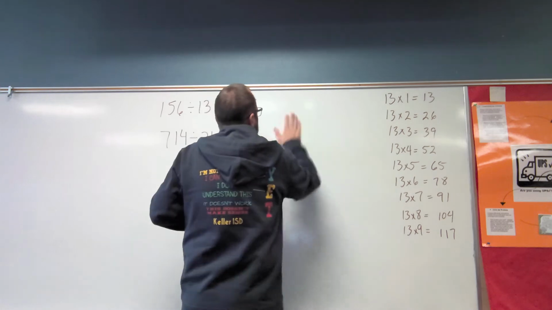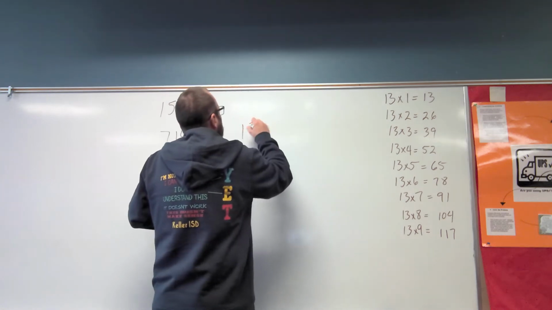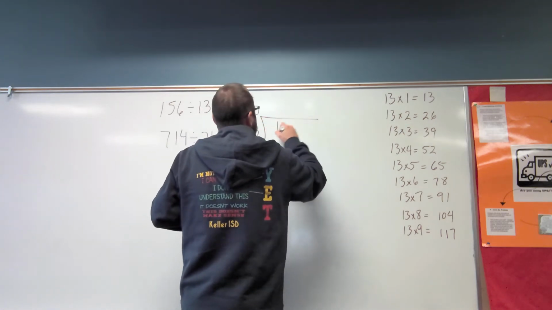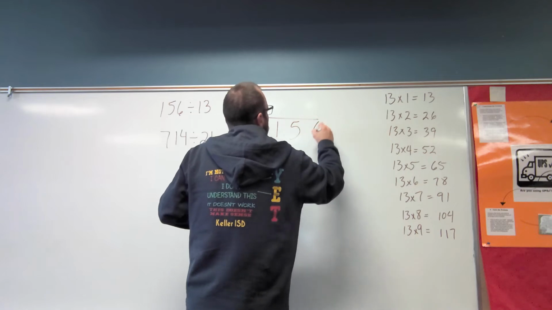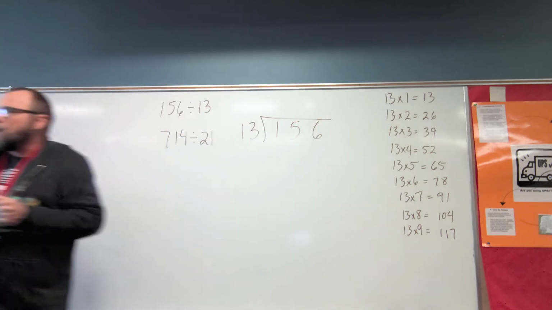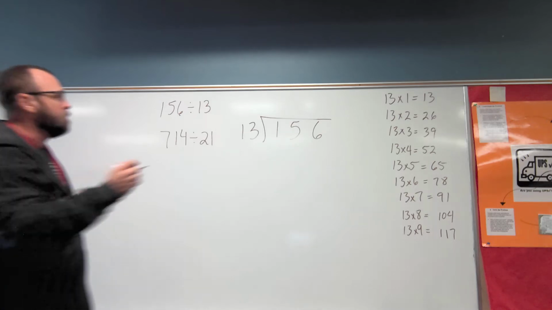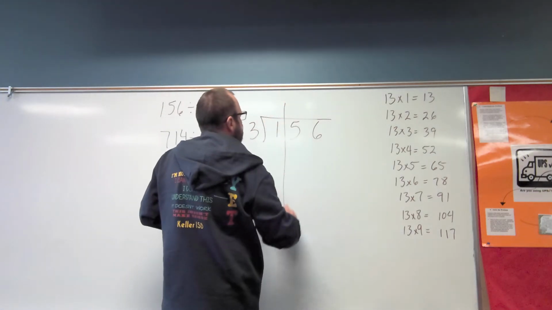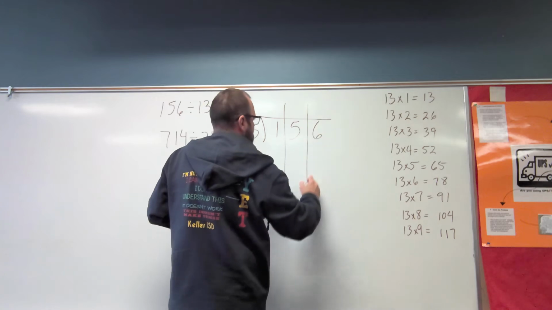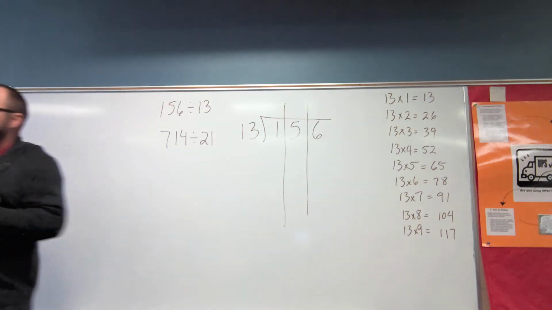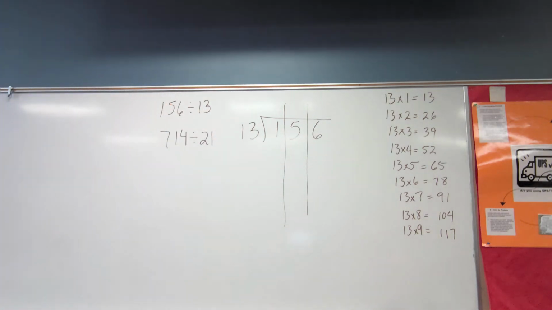Now I'm going to take my problem. Let me write a little bit bigger here. All right, so now I've got my problem. I have 156 divided by 13. I'm going to make sure I put something over each digit in my dividend. My dividend is 156.